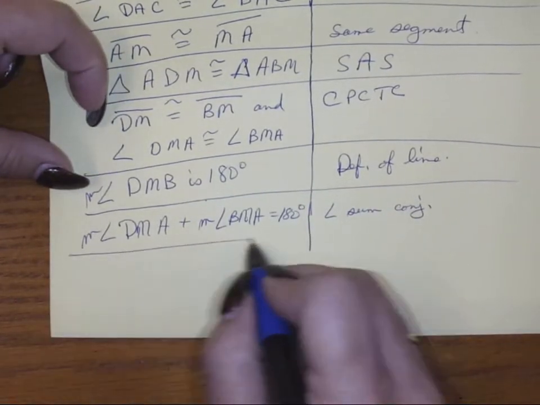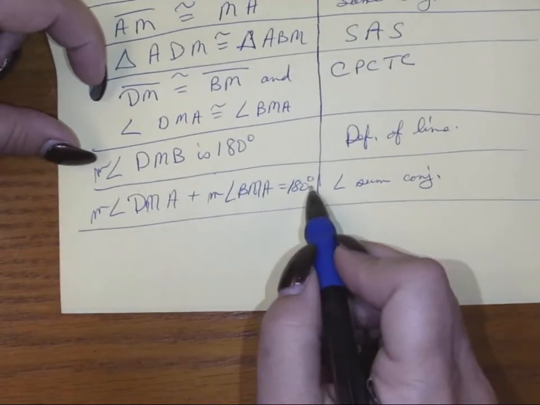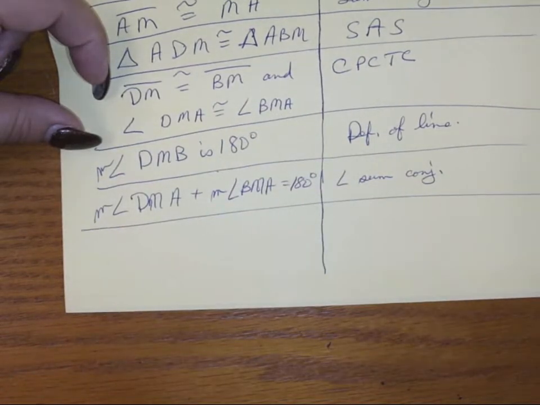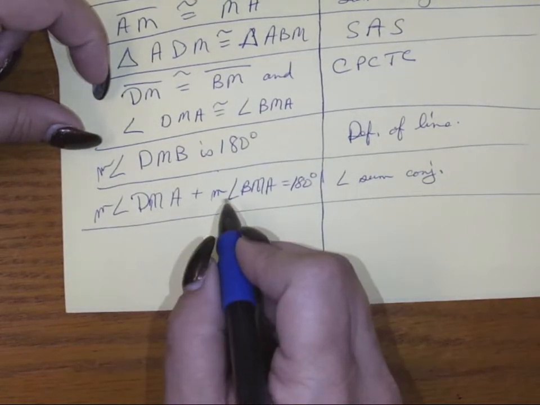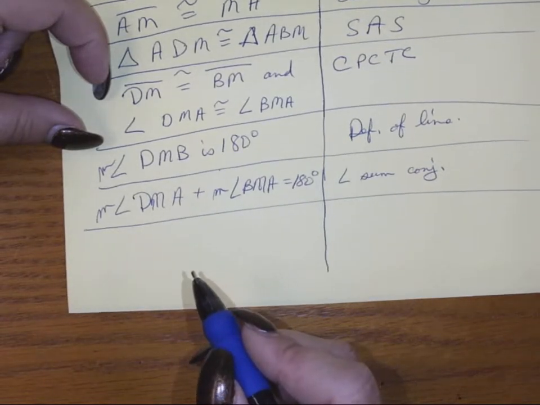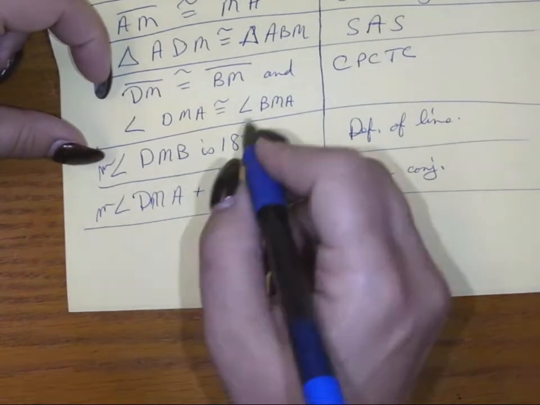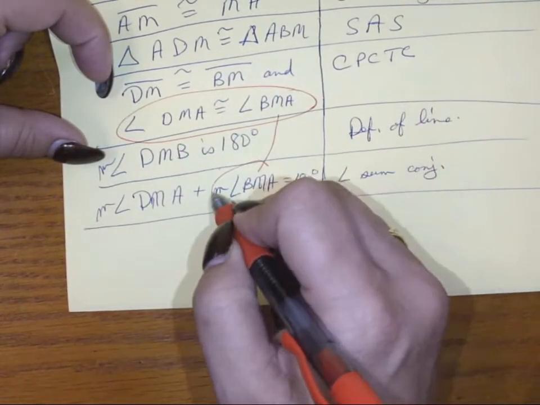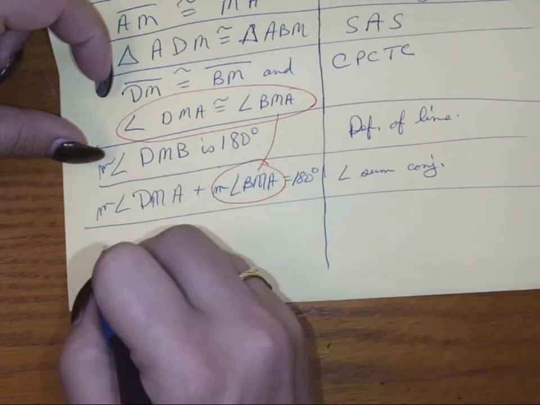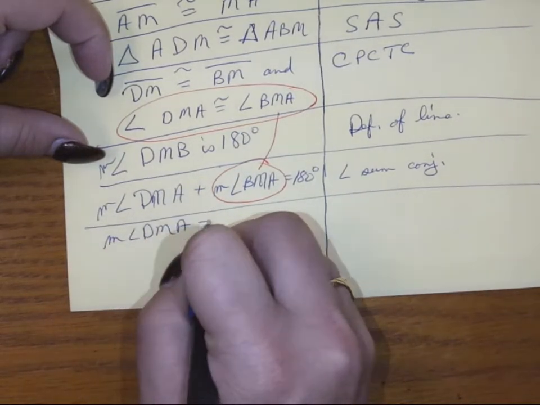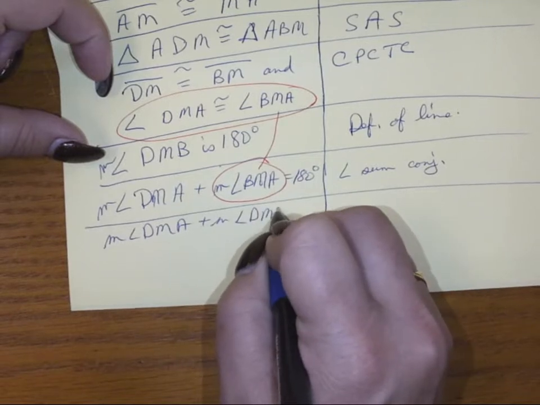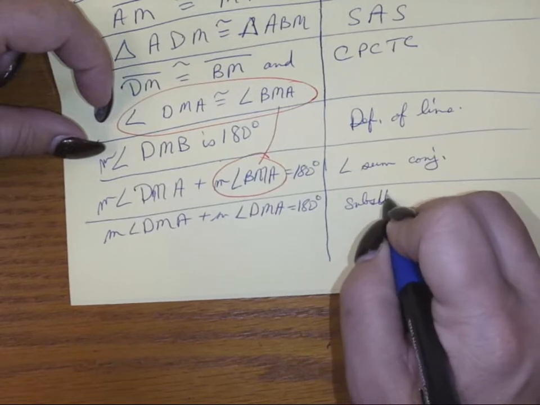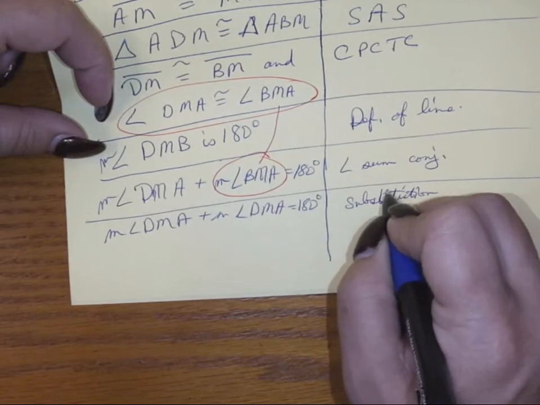All right, we're almost there. Now, because these two add together to give me 180, and because those two are also congruent, I can do a substitution step basically. So let's substitute out, for instance, instead of BMA, let me substitute in DMA. So I've got measure of angle DMA plus the measure of angle DMA equals 180 degrees. That's the substitution. So all I did was sub it out.